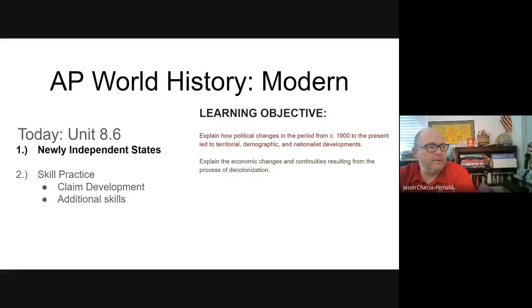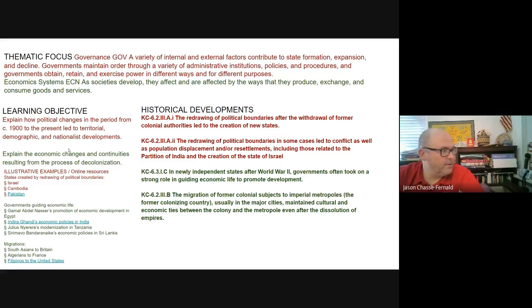Today we're going to begin looking at Unit 8.6, Newly Independent States, and we do a little hopping around today, just because we've given a DBQ yesterday. I just want to make sure we touch upon a couple of topics. All right, so we're going to be looking at today.